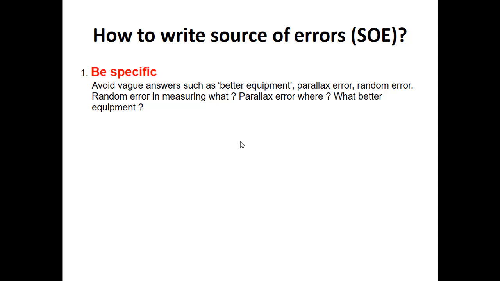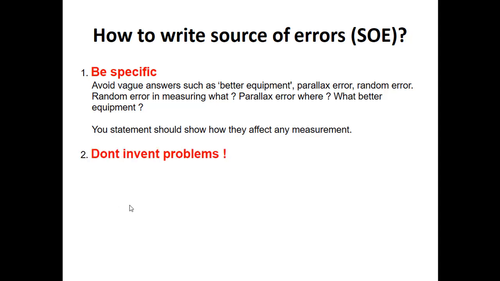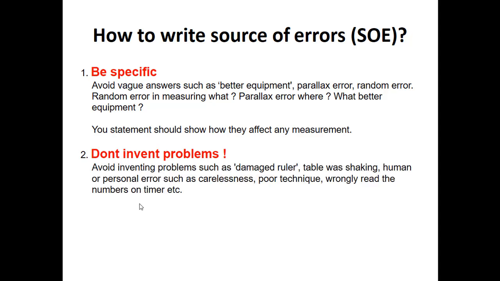So random error in measuring what? Parallax error happen at where? What better equipment you are referring to? So your statement should show how they affect any measurements. Then second one, don't invent any problems.